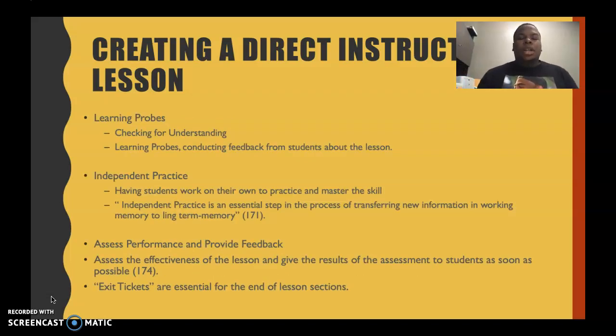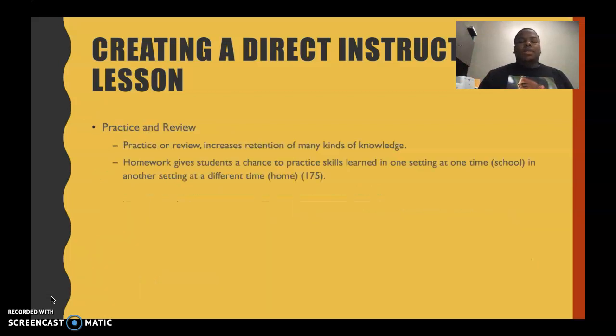Learning probes, conducting feedback from students about the lesson. Independent practice, having students work on their own practice to master the skill on their own. Assessing performance and providing feedback. An example of that would be exit tickets.